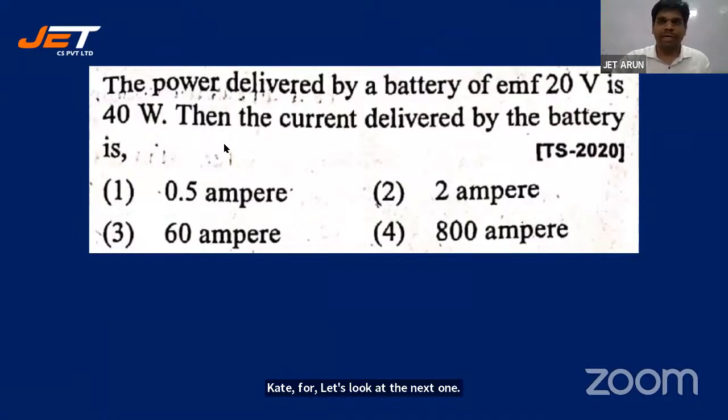The power delivered by a battery of EMF 20 volts is 40 watts. Then the current delivered by the battery is. Quick answer, students. Formula based question. Please work it out quickly.